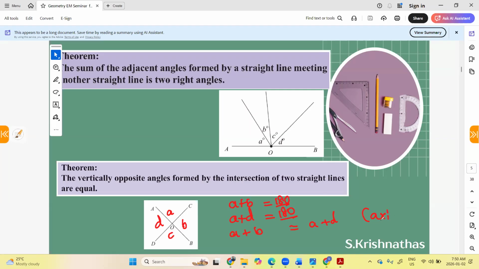Axiom. Same axiom we can apply. A plus B minus A is equal to A plus D minus A. I subtract A on the left side and the right side. Then we obtain B is equal to D. Here also an axiom. What is the reason? I subtract equal quantities from equal quantities. So we can apply the same thing for the other side also.